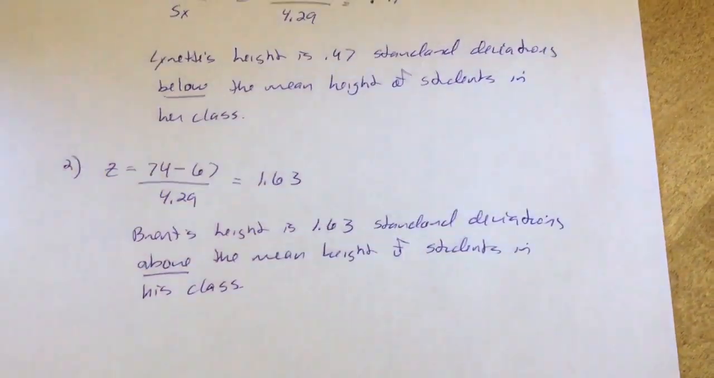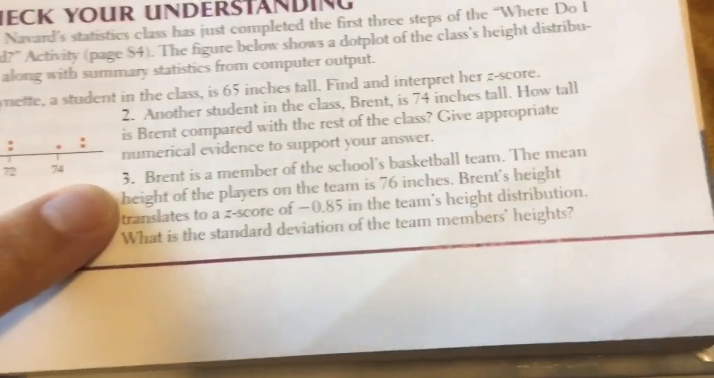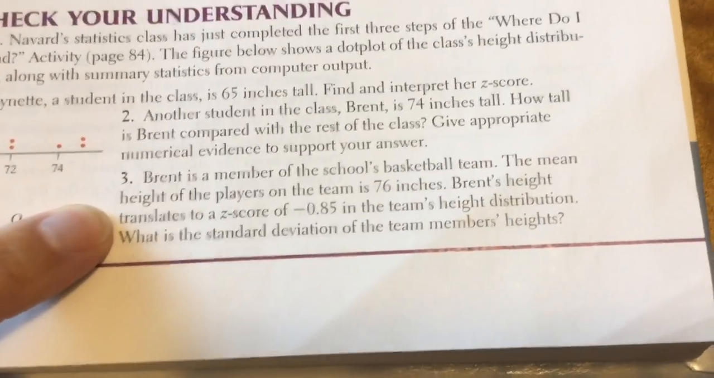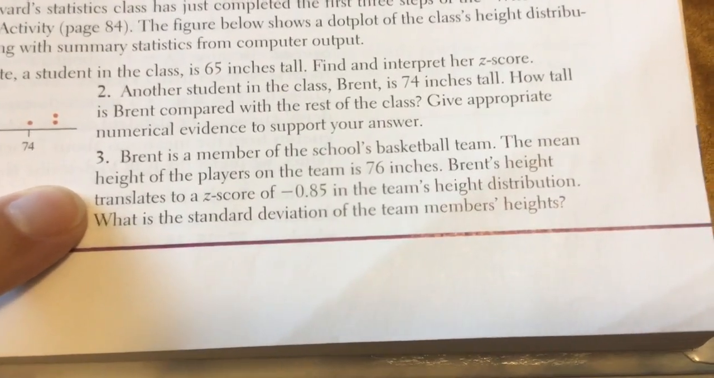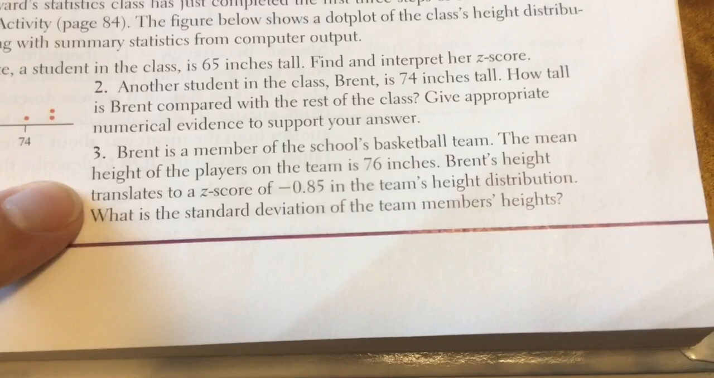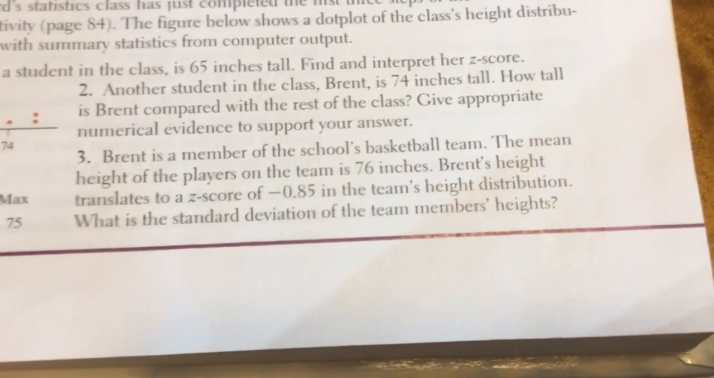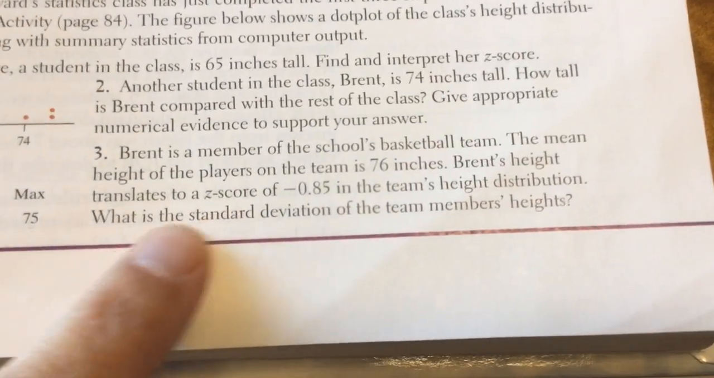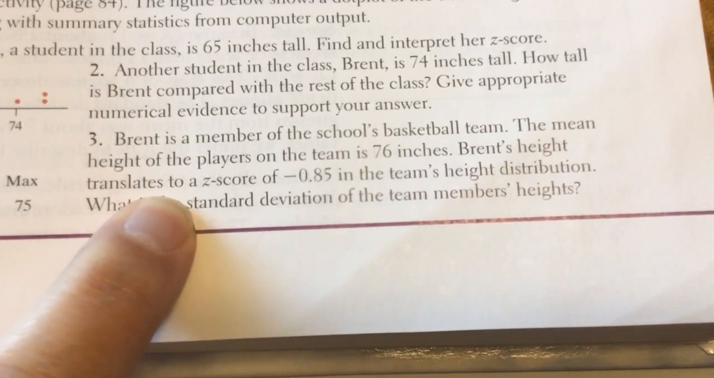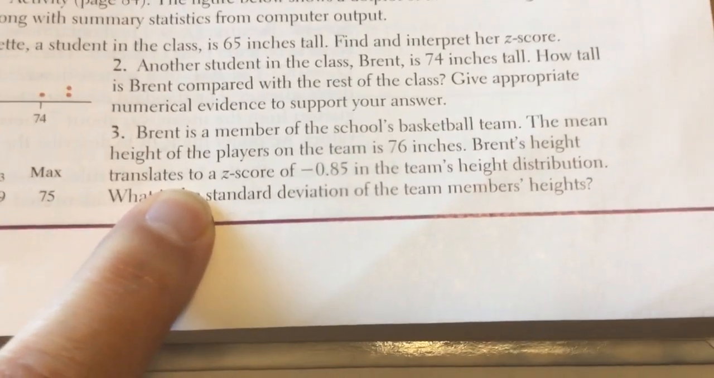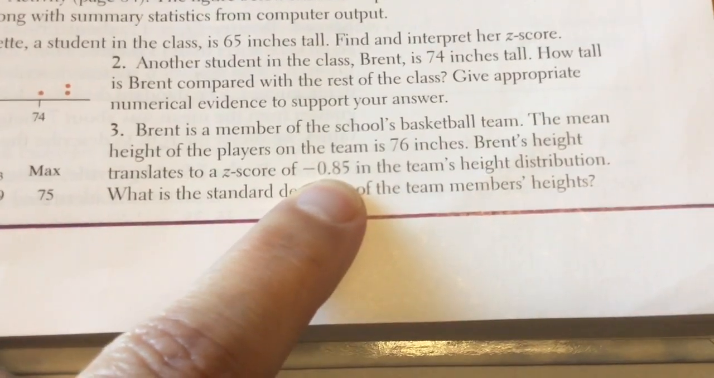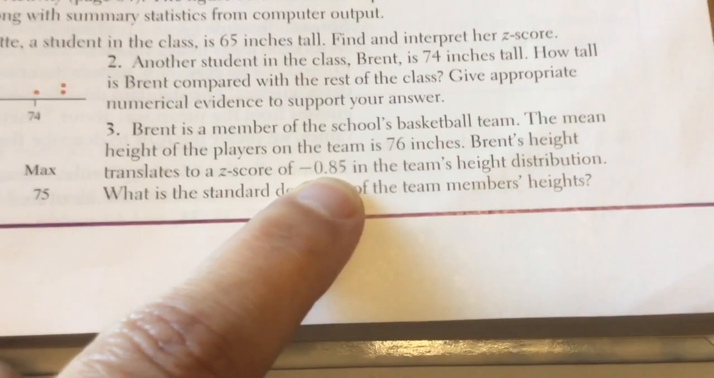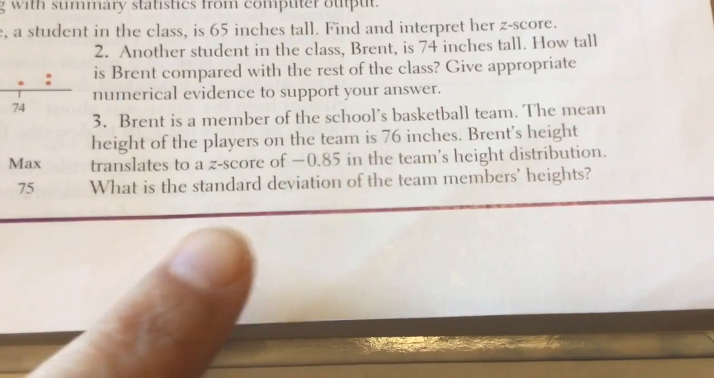Okay. Last question says, Brent is a member of the school's basketball team. Now, the mean height for the basketball players is 76 inches. So our b-ball players have a mean of 76 inches, as opposed to the class that just had a mean of 67. Brent's height translates against his basketball players to a z-score of negative 0.85. So his height is 0.85 standard deviations below the average height of the basketball players.